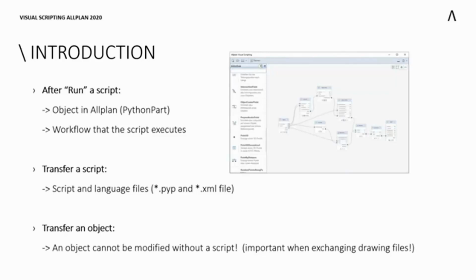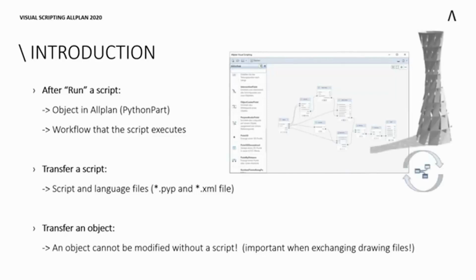If you want to transfer a script to a partner, you need two files. One file is the script file with the format pyp, and you also need a language file. So this is the workflow, and here you see the files. This is important if you want to share the script with your partners.